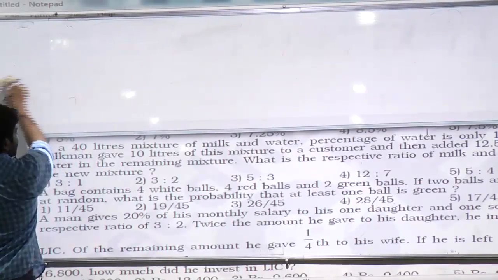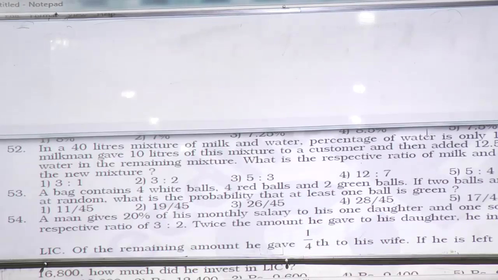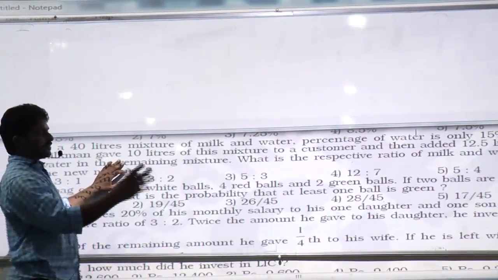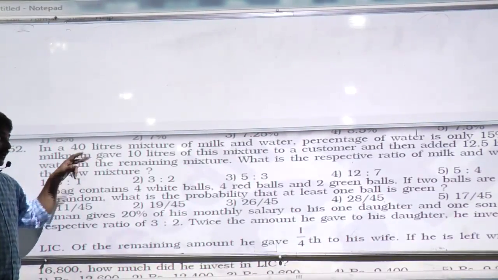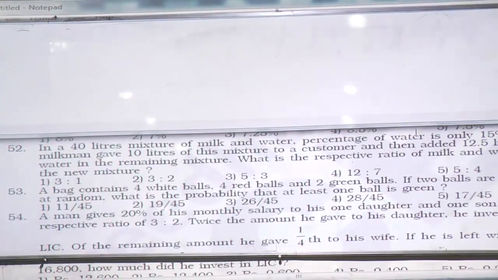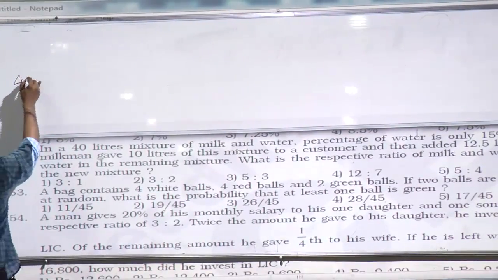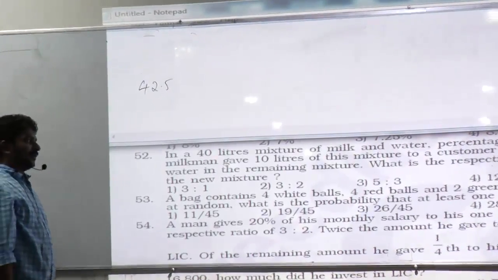In a 40 liters mixture of milk and water, the percentage of water is only 15%. The milkman gave 10 liters of this mixture to a customer. 10 liters gone. So how much quantity do you have now? 30. And then he added 12.5 liters of water to the remaining mixture. So how much is the quantity now? 42.5. What is the respective ratio of milk and water in the new mixture?